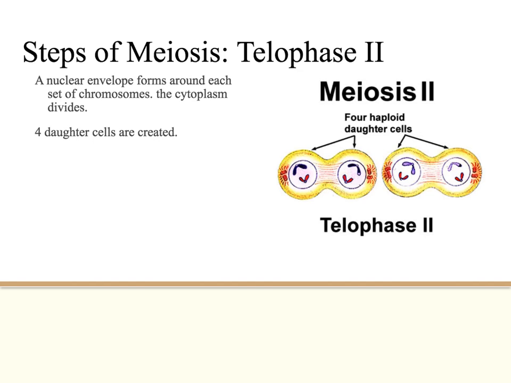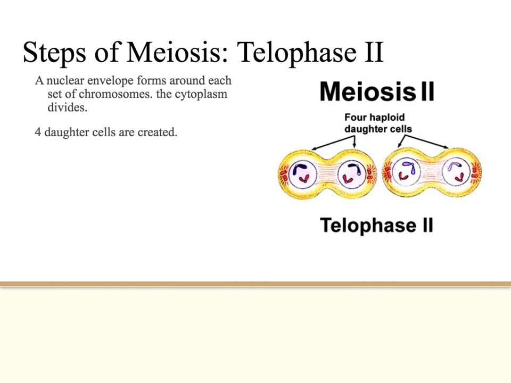All right, in our final telophase 2, you'll notice that the nuclear envelope forms again around each set of chromosomes. And really that should say chromatids. So make a note of that, chromatids. And then the cytoplasm will divide. Now, what we call daughter cells, we actually have 4 daughter cells that are going to be generated here.